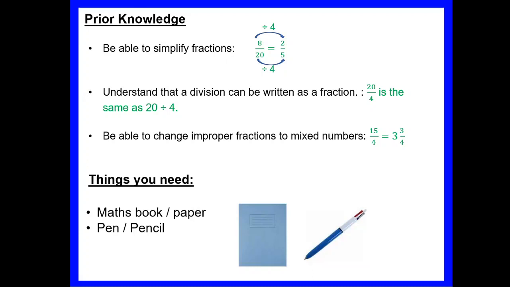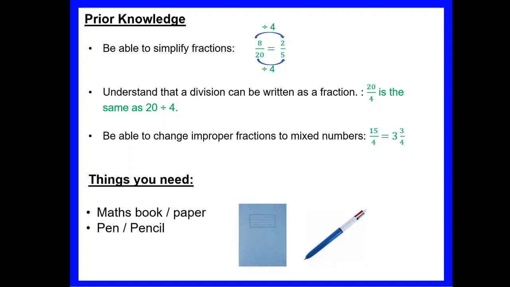So we've got an example there of 8 out of 20. 8 and 20 are both divisible by 4, so we divide them both by 4. 8 divided by 4 is 2, 20 divided by 4 is 5, and we get 2 out of 5. We should understand that division can be written as a fraction, so 20 out of 4 is the same as 20 divided by 4. And you should be able to change improper fractions to mixed numbers.